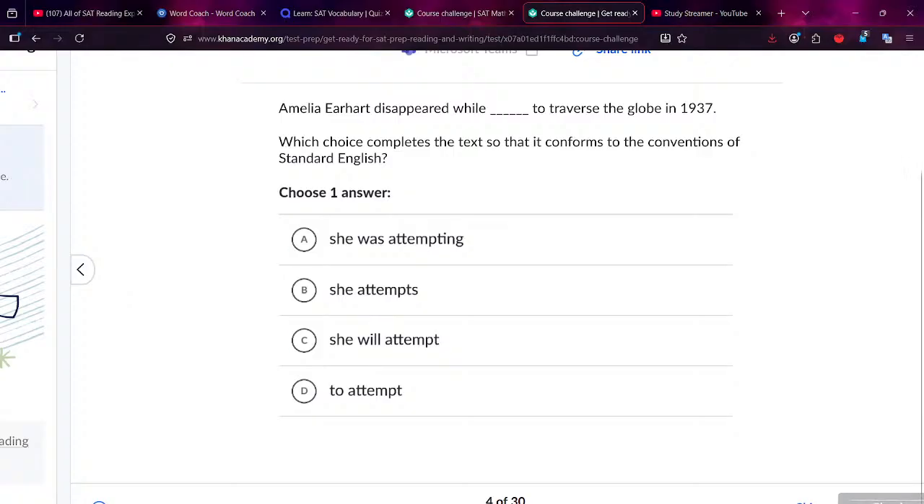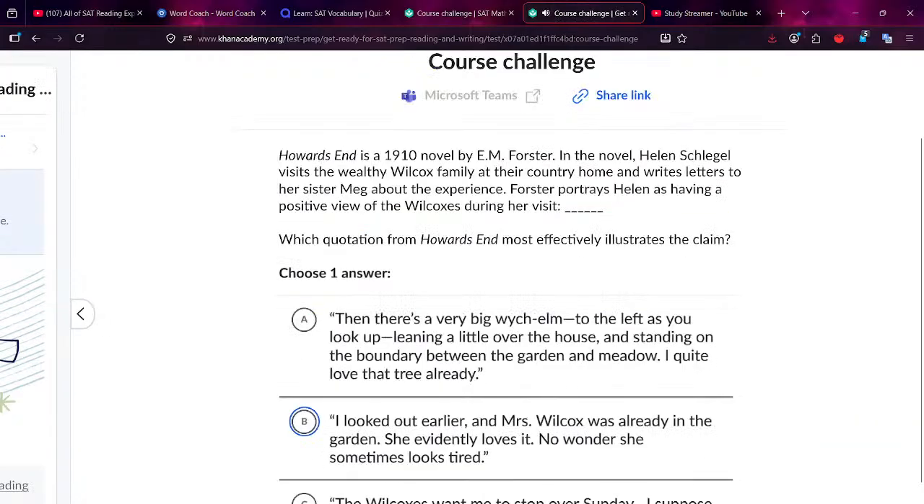While she was attempting makes sense. Like "while attempting" is what you want to look for. So, okay, so Howard's End is a 1910 novel.